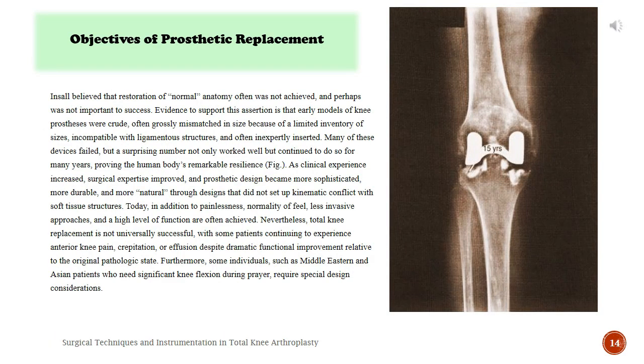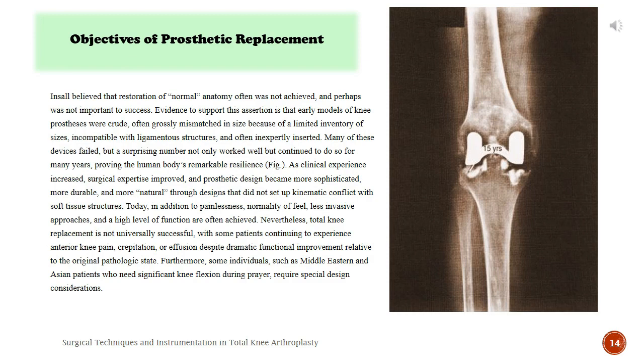Insall believed that restoration of normal anatomy often was not achieved, and perhaps was not important to success. Evidence to support this assertion is that early models of knee prostheses were crude, often grossly mismatched in size because of a limited inventory of sizes, incompatible with ligamentous structures, and often inexpertly inserted.